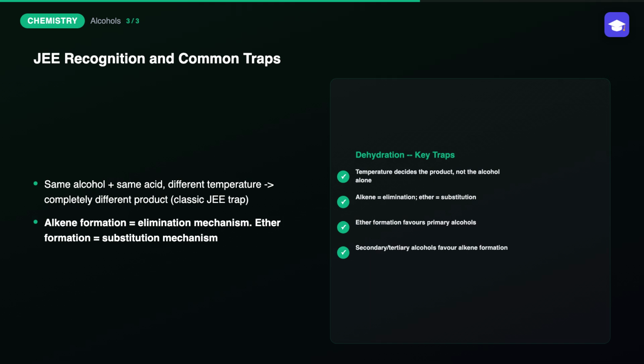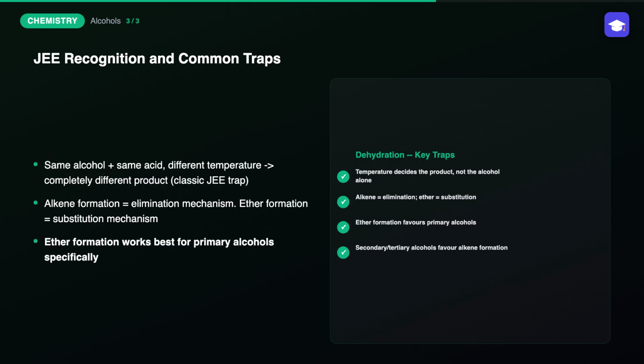A second trap involves the underlying mechanism type. Alkene formation proceeds through elimination, while ether formation proceeds through substitution, and confusing which specific mechanism applies to which specific product is a common, genuinely costly error.